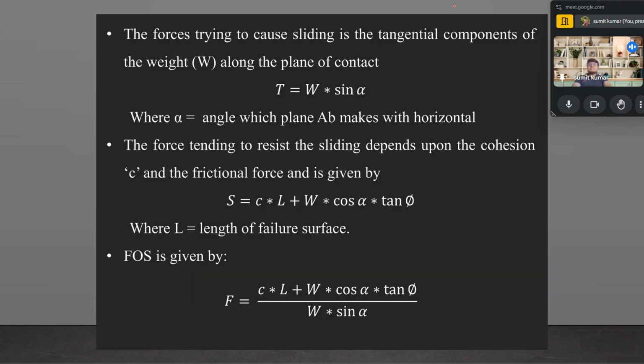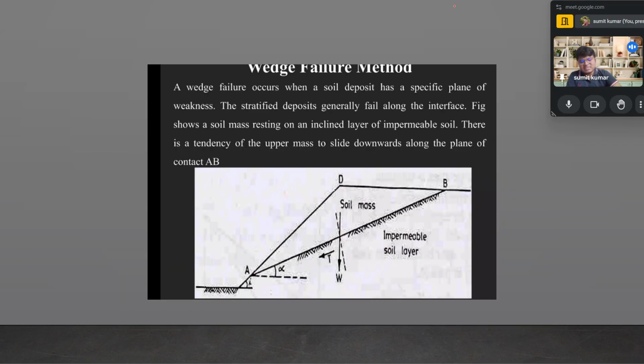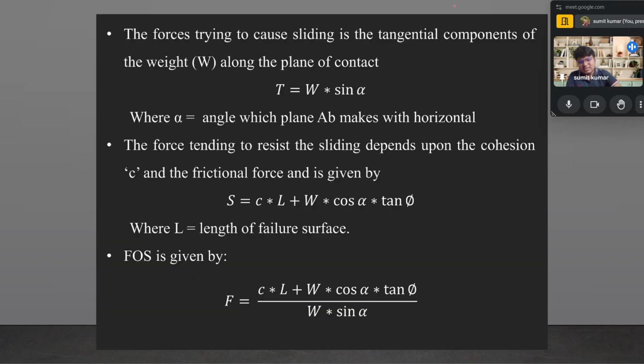Now, the force trying to cause the sliding is the tangential component of the weight W along the plane of contact. So T is nothing but W sin alpha, where alpha is the angle the plane AB makes with the horizontal. The force tending to resist the sliding depends upon the cohesion C and a frictional force.